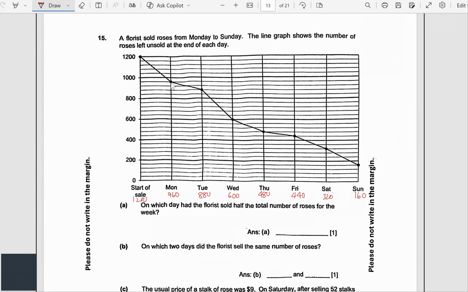So which day had the florist sold half of the total for the week? Your total for the week is 1,200. So half of that means the florist would have sold 600, right? Which also means 600 left. So unsold, it should be 600. This is on Wednesday.